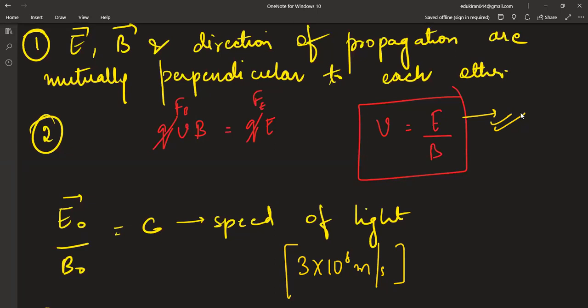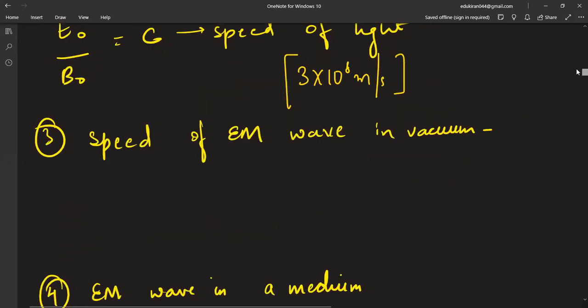You had a topic, cyclotron, which is now deleted from your syllabus. Earlier it was included, so there also this was there. That's why we didn't discuss it. So over here we are discussing it.